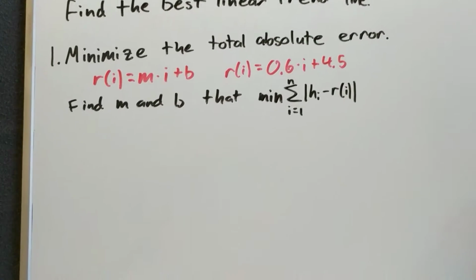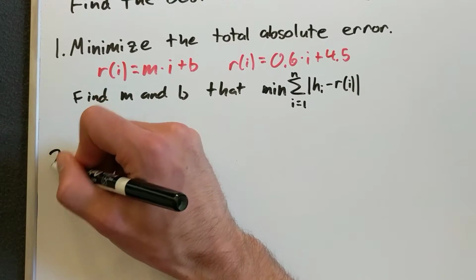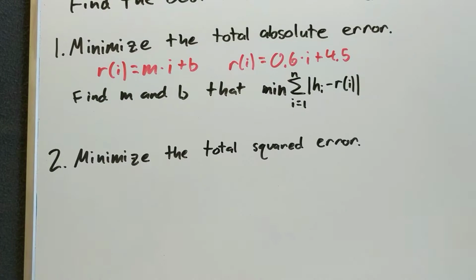And then the second way that we did our linear regression was we minimized the total square error.